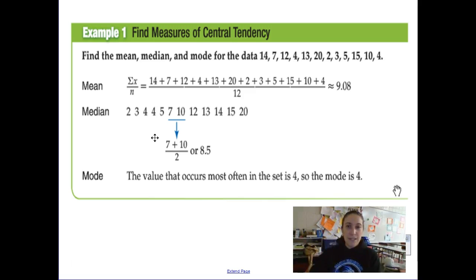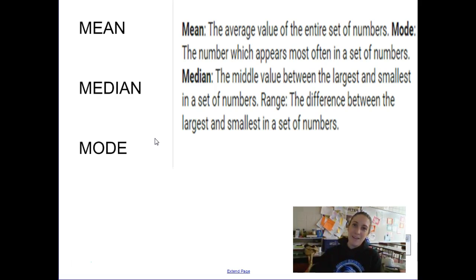So this is a set of data. They're showing you how they physically found the mean and the median and the mode. So you can just pause the video and stare at that screen for a while if you want. All right. That's the same.